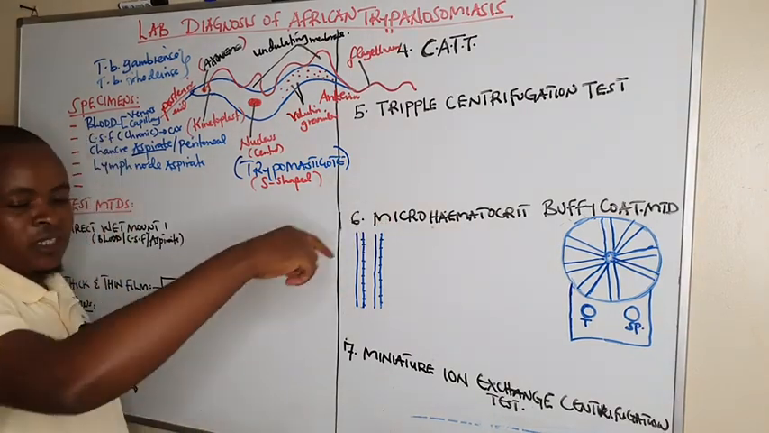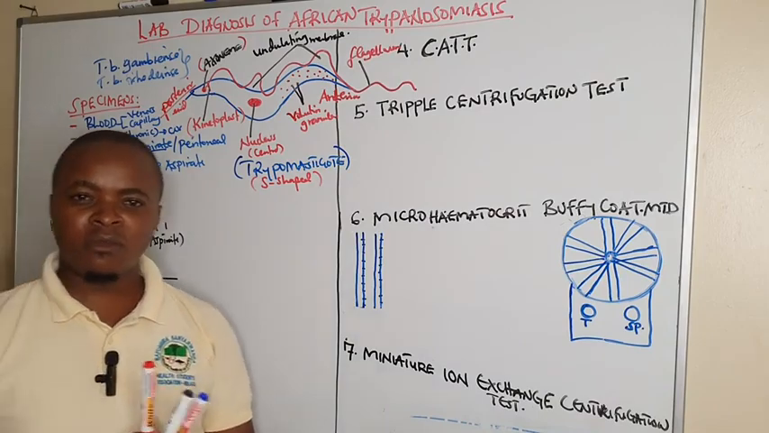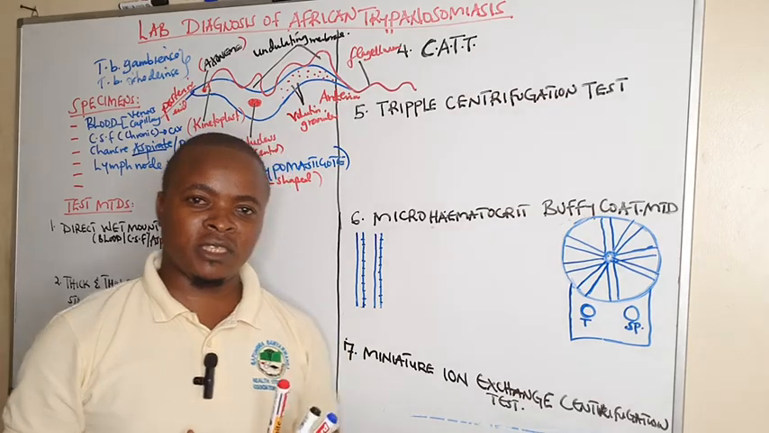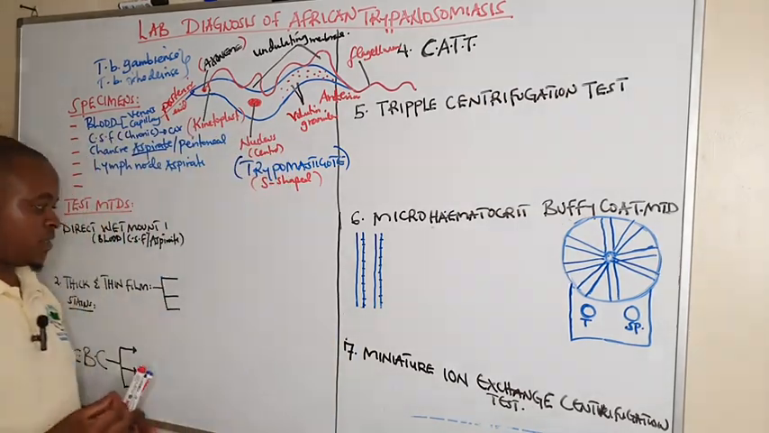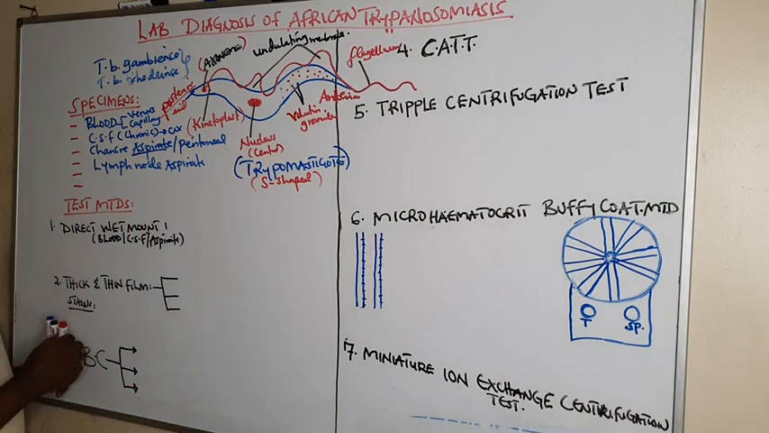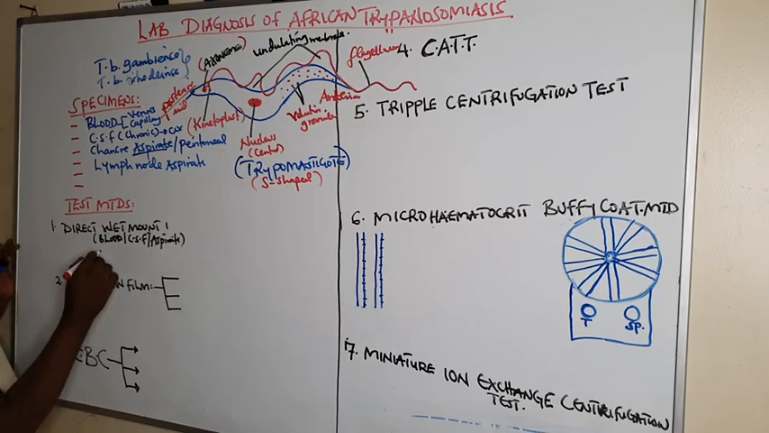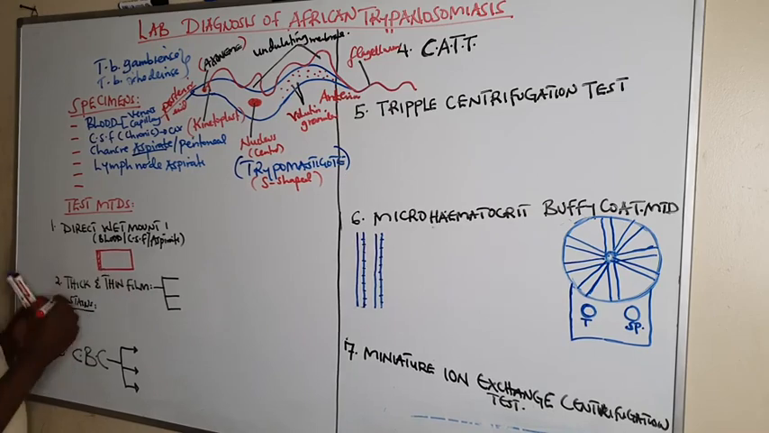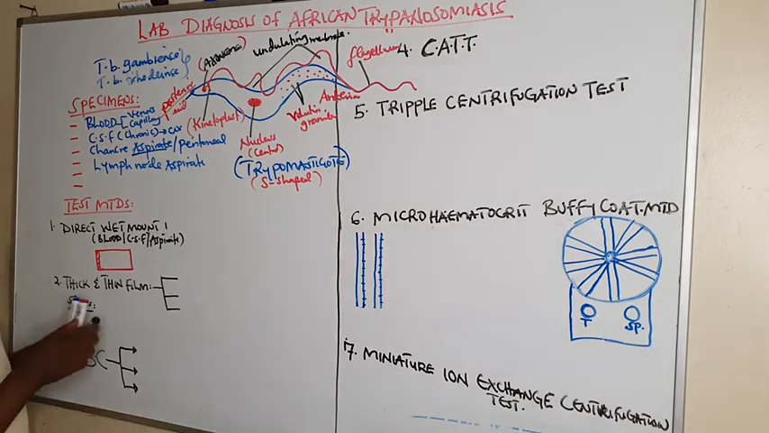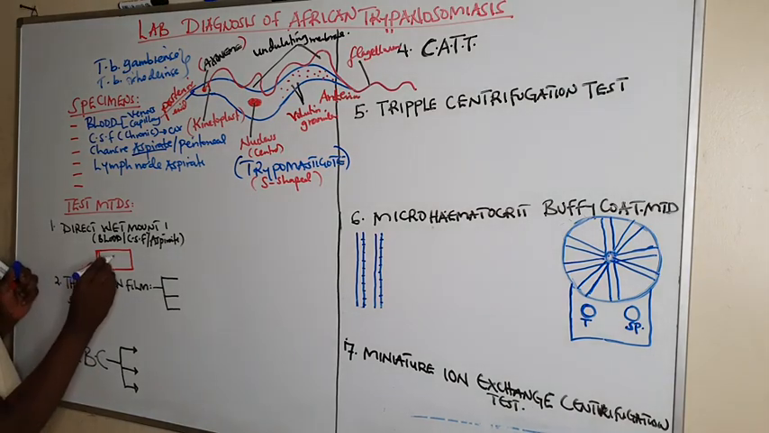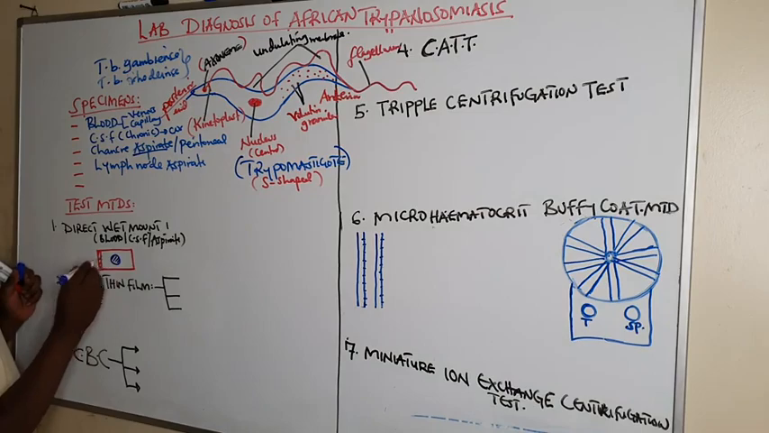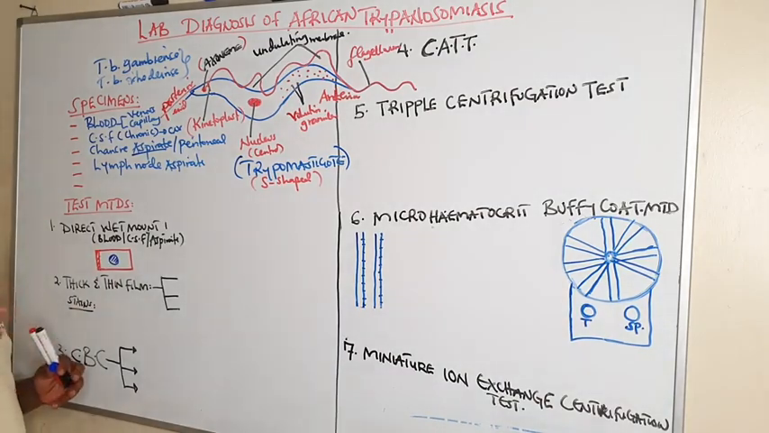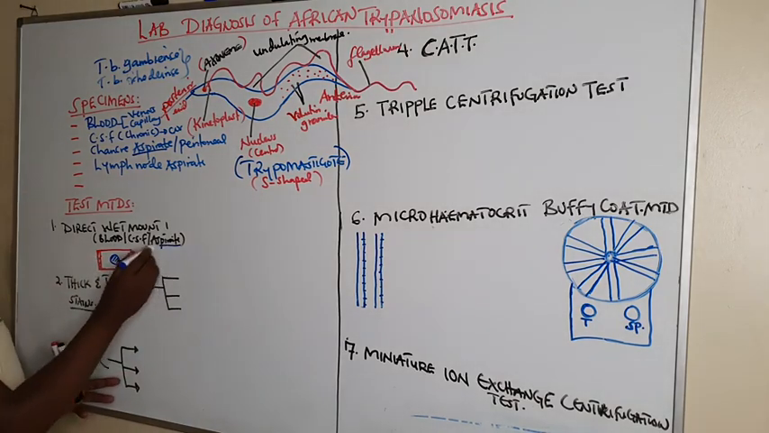And why do we concentrate them? We want to increase the chances of finding these trypanosomes. So after concentrating them, we can easily examine. On a clean glass slide, we put a drop of the sample. It can be whole blood, it can be serum, it can be buffy coat, or CSF or aspirate fluid.